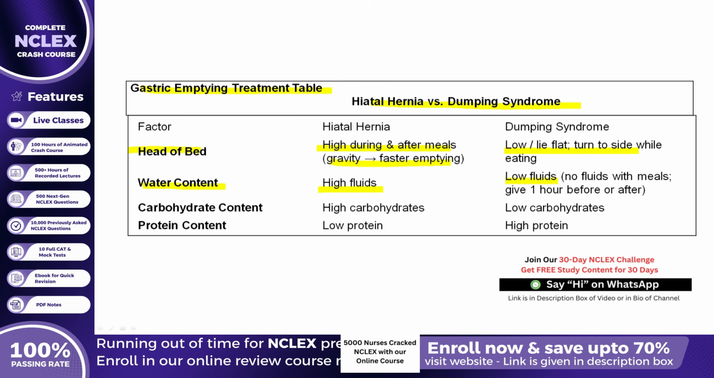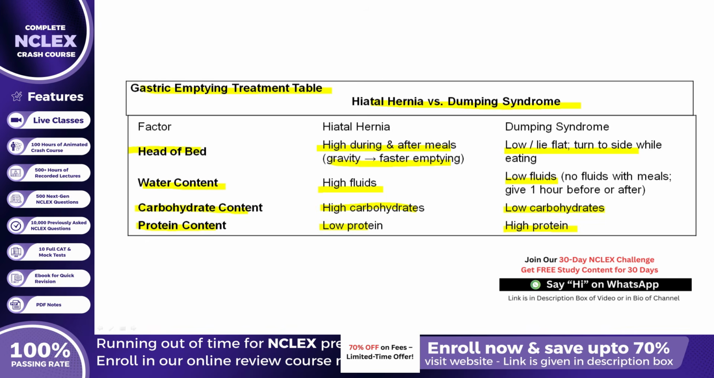The next factor listed is carbohydrate content. For hiatal hernia, the recommendation is high carbohydrates, while for dumping syndrome, the recommendation is low carbohydrates. Finally, the last factor shown is protein content. Hiatal hernia calls for low protein, whereas dumping syndrome calls for high protein.